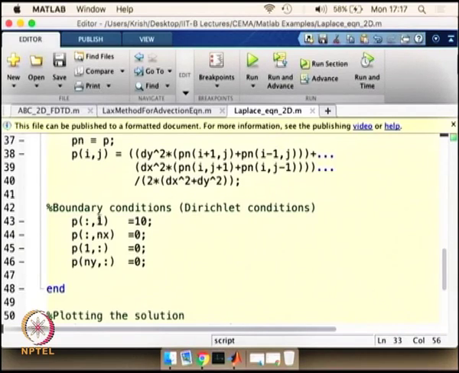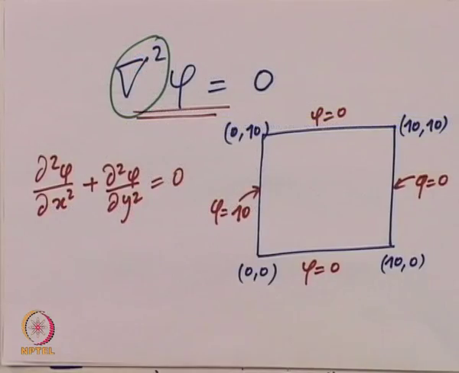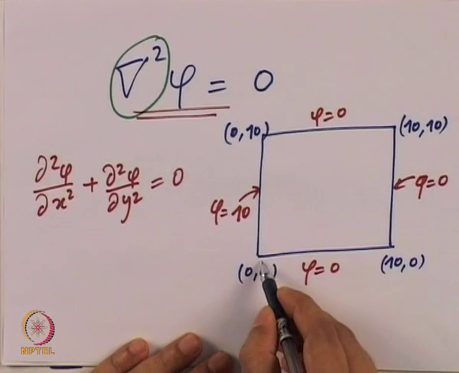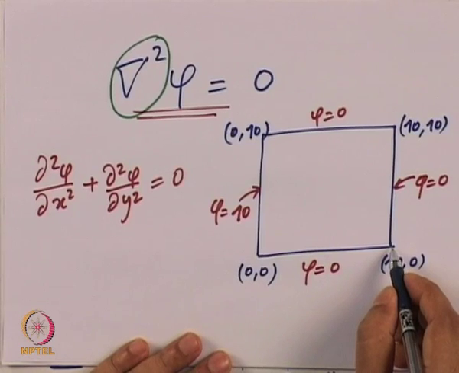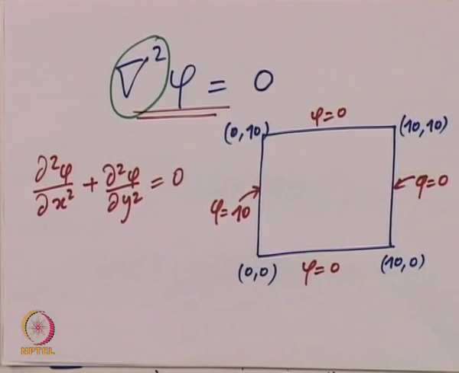So we have set P of dash comma 1 equal to 10. What I mean by dash comma 1 is it is going to be for all x coordinates but with one y coordinate. That y coordinate is going to be y equal to 1, so it is going to be a line at y equal to 1. So y equal to 1 will be the first coordinate which we have given here. And this is going to be the last y coordinate, which is going to be ny.